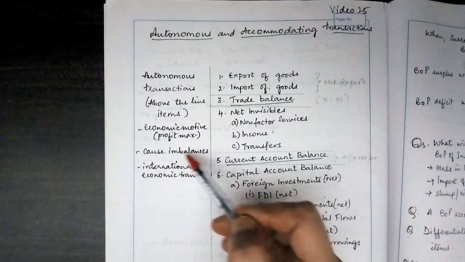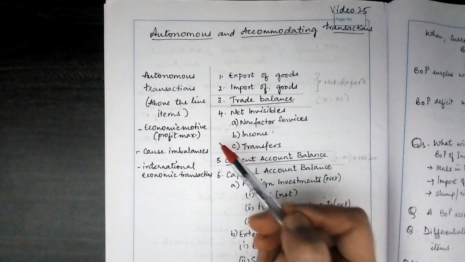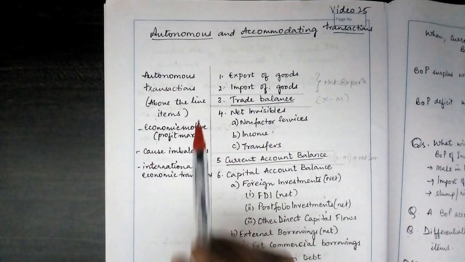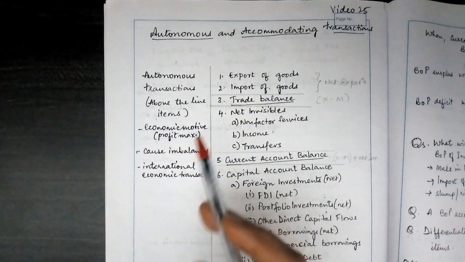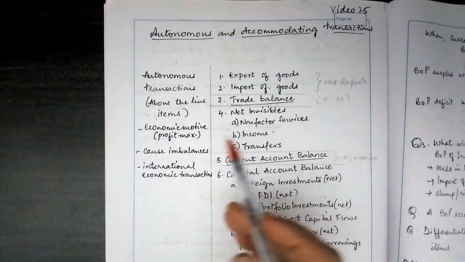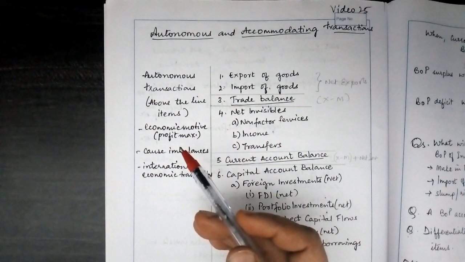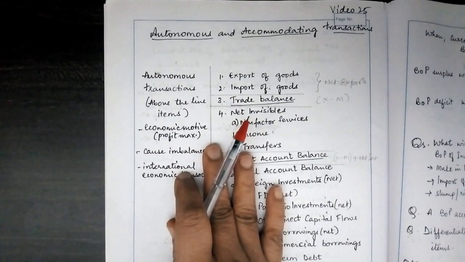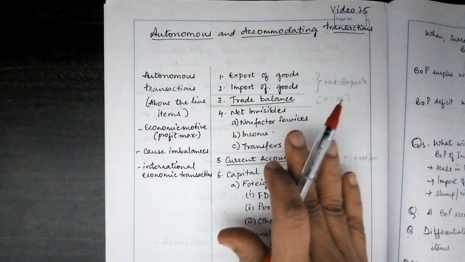These cause imbalances in the balance of payments, that is a deficit or a surplus in the balance of payments. A deficit occurs when the foreign exchange receipts are less than foreign exchange payments, and a surplus occurs in the balance of payments if the autonomous foreign exchange receipts are greater than the foreign exchange payments.